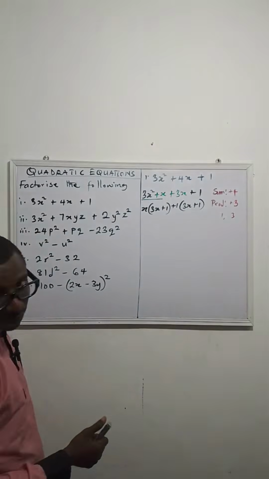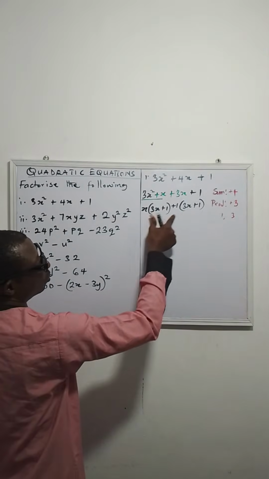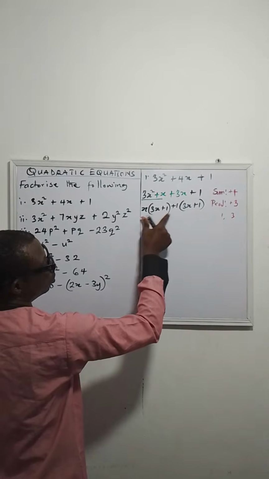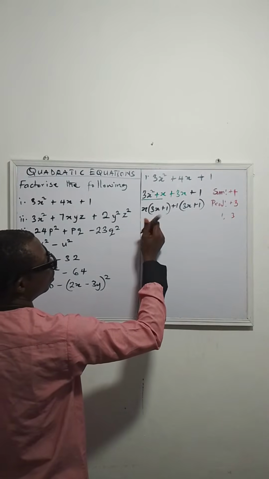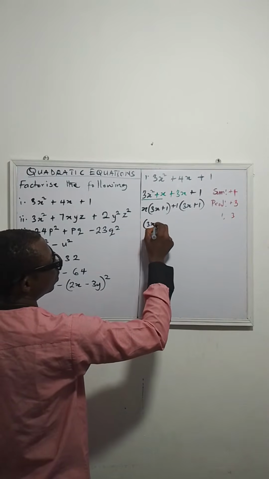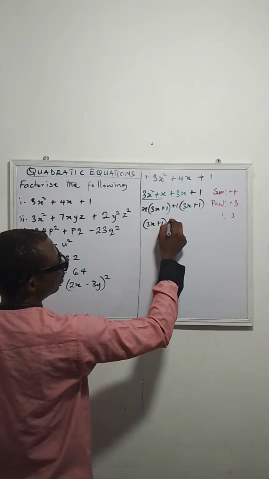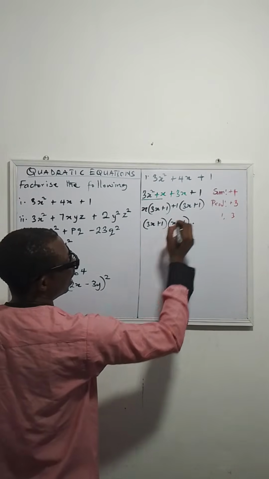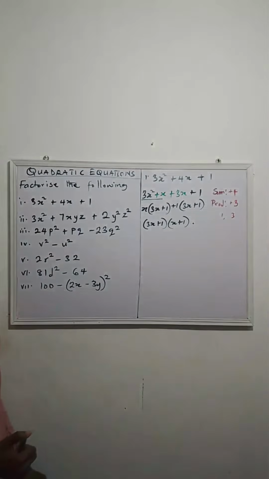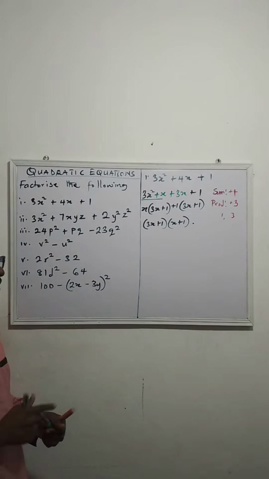Okay, here you can factor out 3x plus 1 because it's common to these two entities. All right, so we have 3x plus 1. We are left with what? x plus 1. And this is the answer to the problem. Yes, I want to believe you understand this.